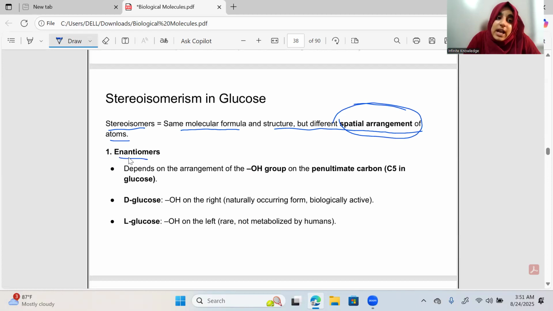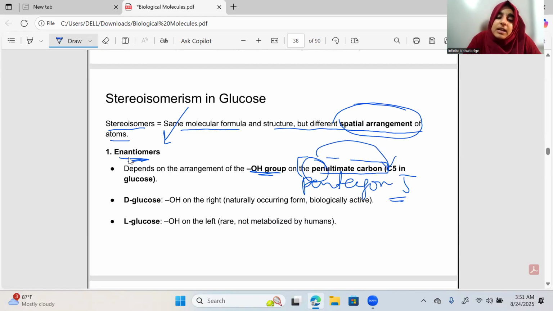Now we move on to enantiomers. This is a kind of stereoisomerism and it depends upon the arrangement of the hydroxyl group on the penultimate carbon. What is the penultimate carbon? For example, if we say pentagon, it means five-sided, right? Similarly, if we say penultimate, it means at which carbon? At carbon number 5 of glucose, right?